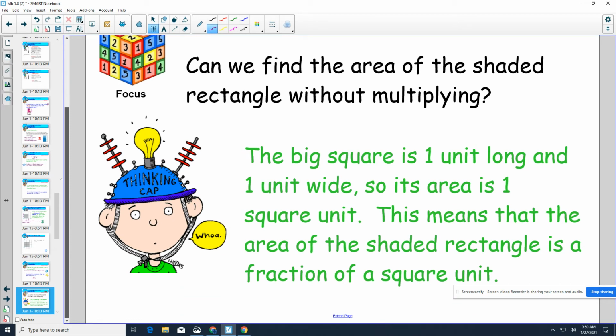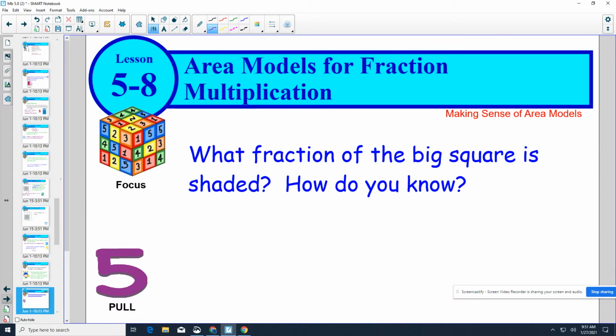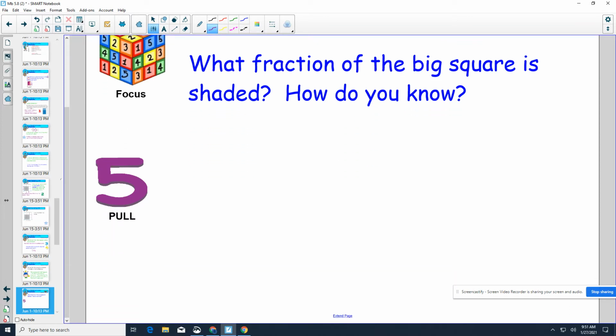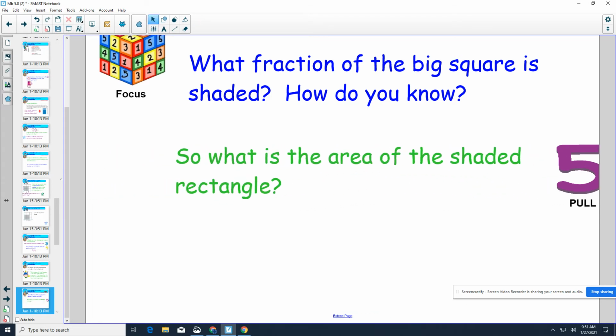So can we find the area shaded without multiplying? So the big square is 1 unit long and 1 unit wide. So the area is a square unit. This means the area of the shaded rectangle is a fraction of a square unit. So what fraction of the big square is shaded, and how do you know? So think about that. We already labeled it with tick marks, right? So how do we know what is the area of the shaded rectangle?